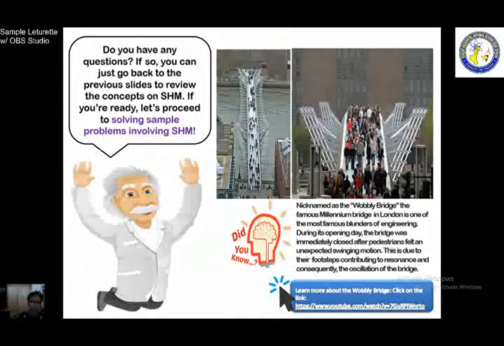It's because during its opening day, the bridge was immediately closed after pedestrians felt an unexpected swinging motion. What caused this unexpected swinging motion? This is because their footsteps contributed to resonance and consequently the oscillation of the bridge. So you know about resonance. Resonance is exhibited when you play music on a wine glass. That is also an example of resonance.